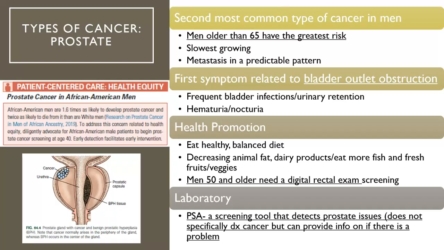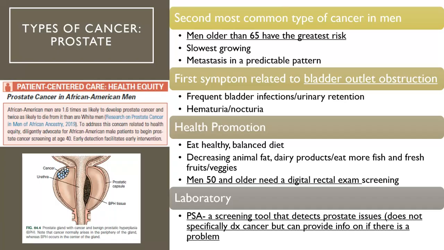Laboratory, so your PSA. Your PSA is not going to tell you that, yes, that is cancer. It's going to tell you, yes, there's something wrong. So you have to dig a little deeper to find out what's wrong. So your PSA is a screening tool that detects prostate issues. It does not specify if it is cancer. It just says, hey, there's a problem here. We want to keep the PSA, and when the PSA hits number 4, it means bad.